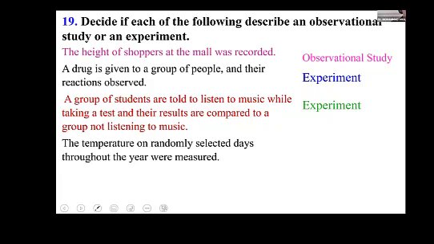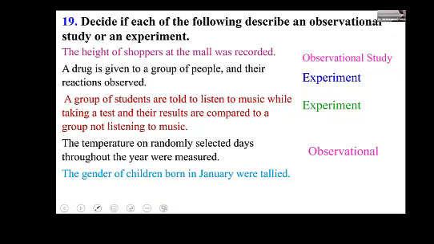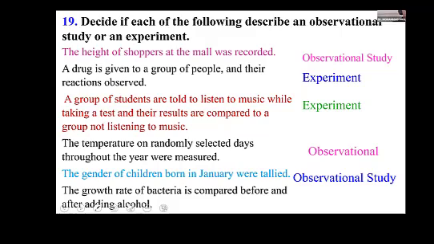The temperature on randomly selected days throughout the year was measured. We are simply observing. It's an observational study. The gender of children born in January was tallied. The same thing. We are observing. Observational study. The growth rate of bacteria is compared before and after adding alcohol. Clearly, we are experimenting.